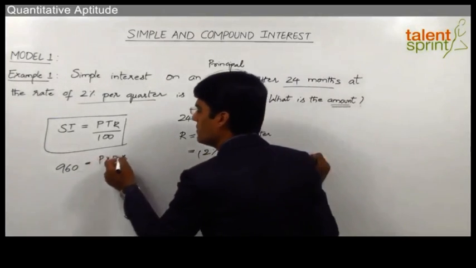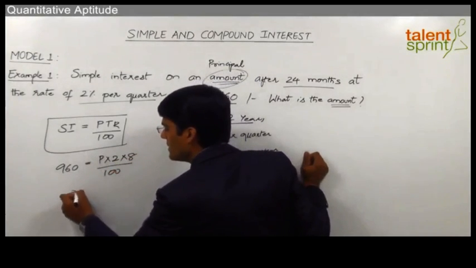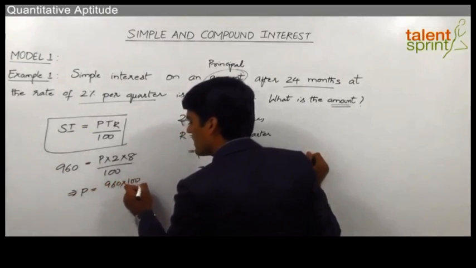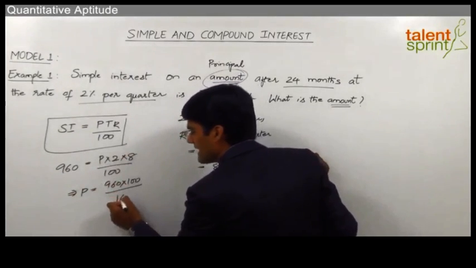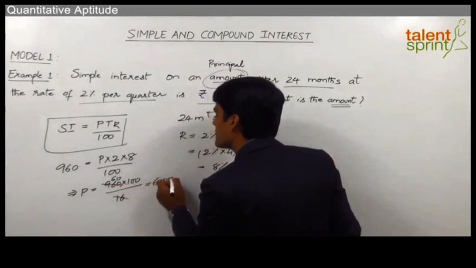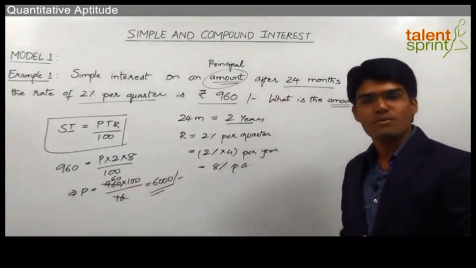So P into 2 into 8 divided by 100. From this, P will be equal to 960 into 100 divided by 2 into 8, that is 16. 960 divided by 16 is 60, and 60 times 100 is equal to 6000. So we can say that the principal amount here should be 6,000 rupees.